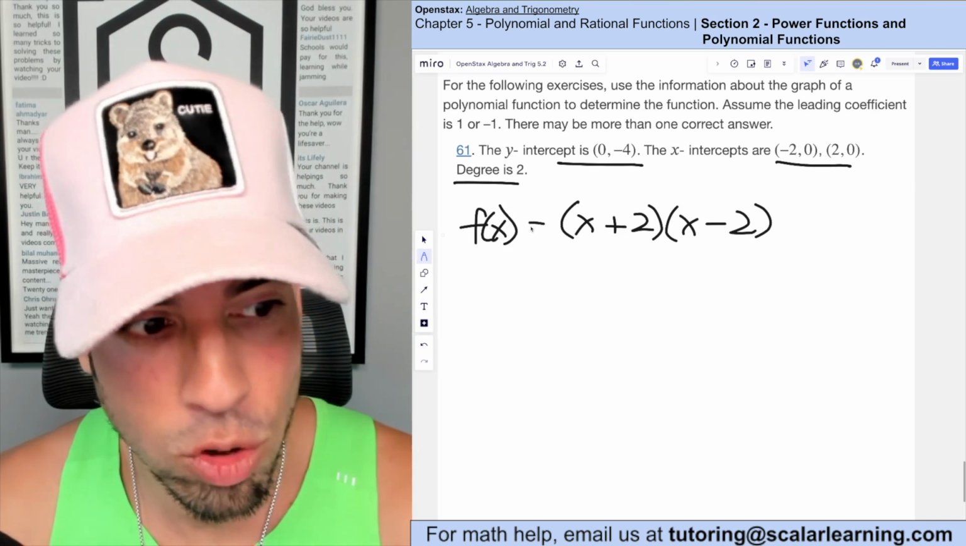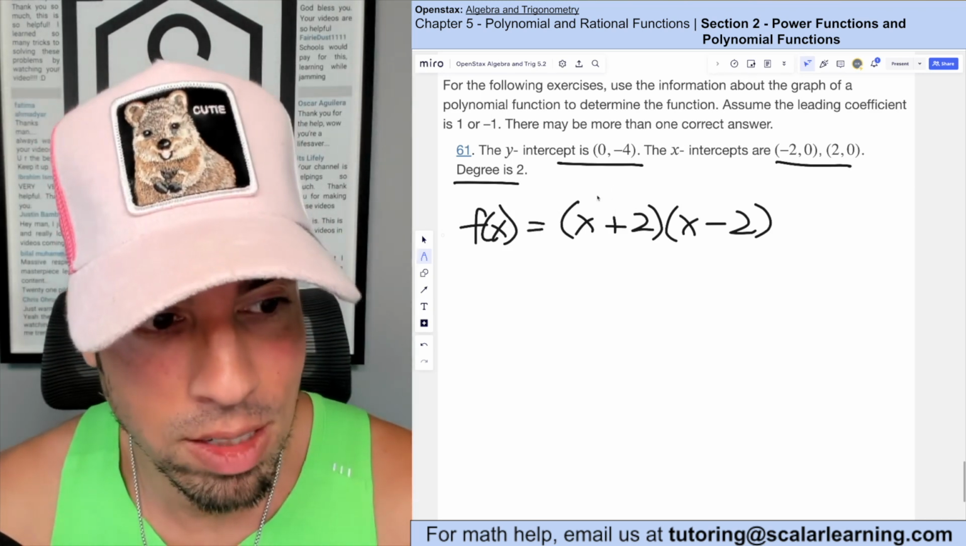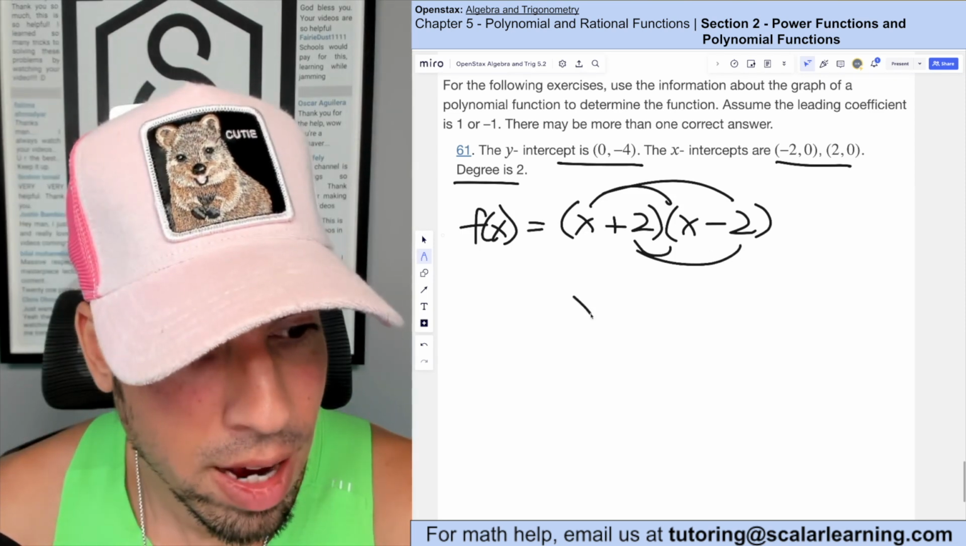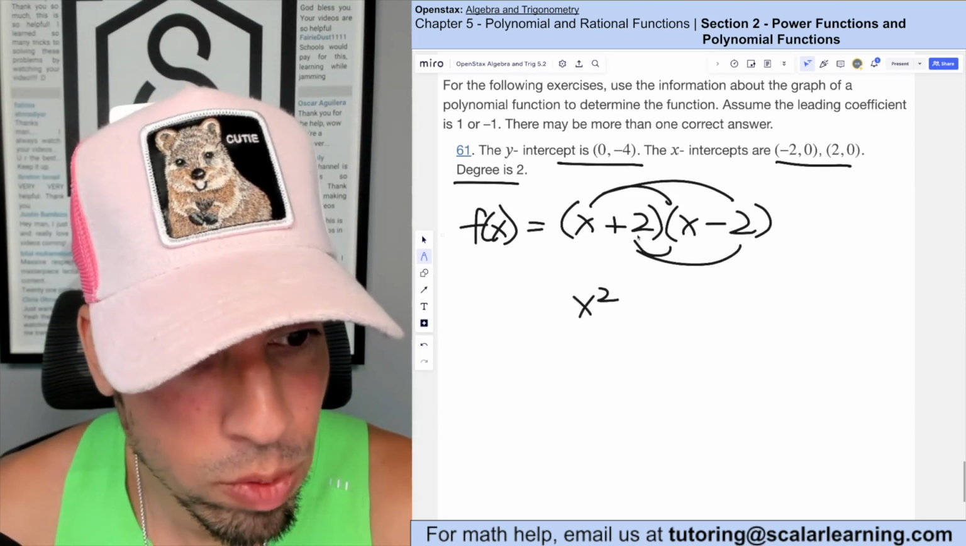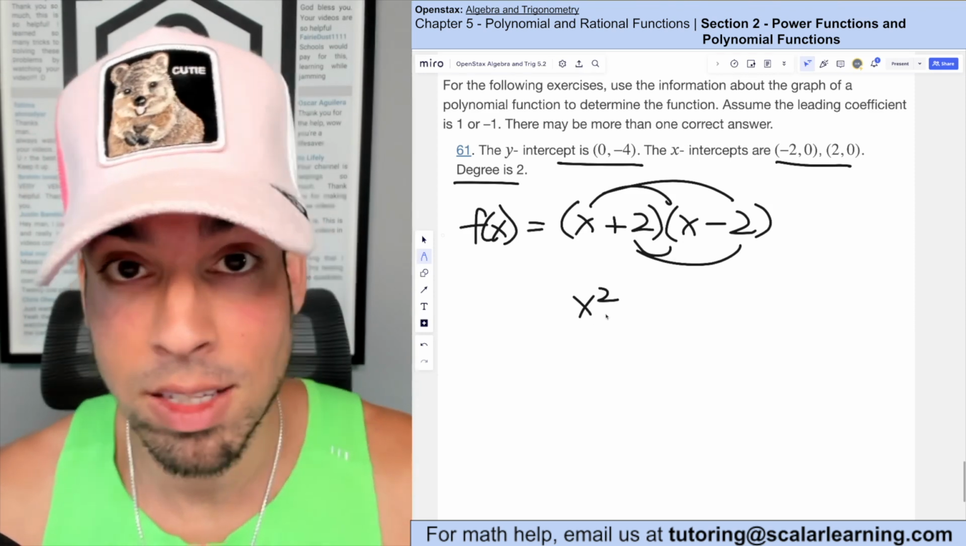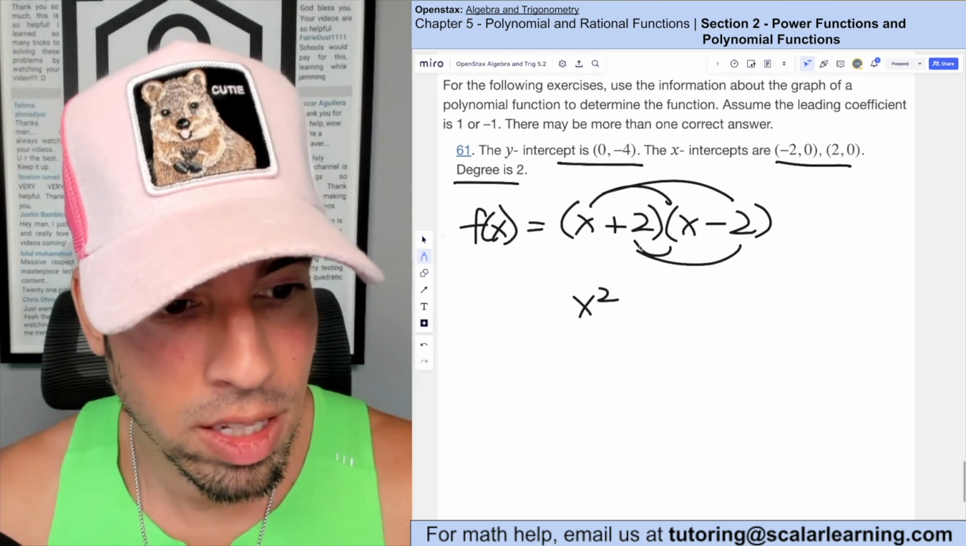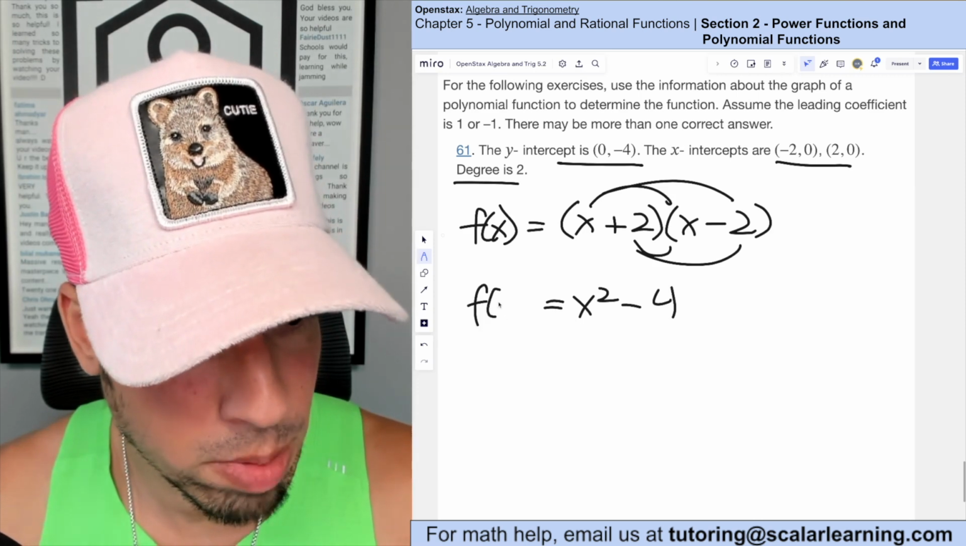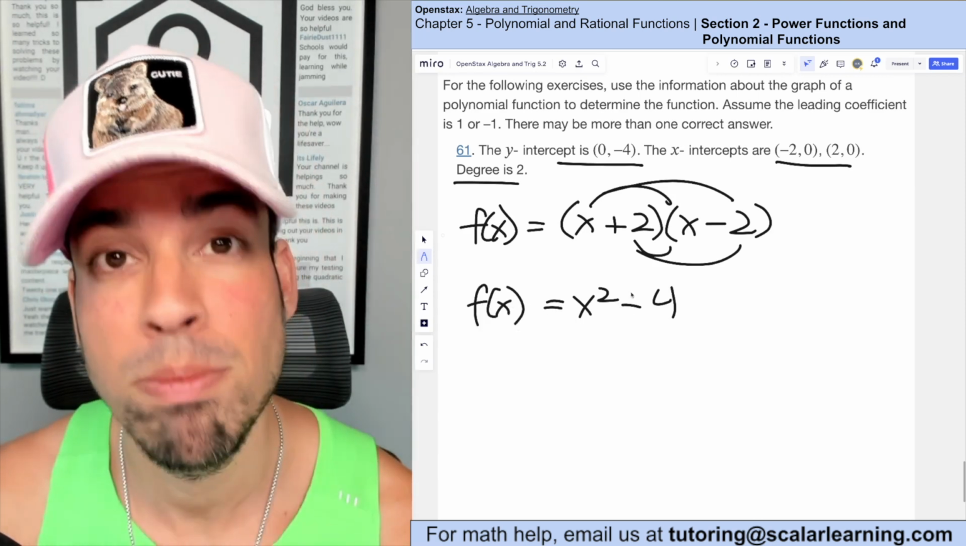The only thing to simplify it or to put it into a nice standard form is just to FOIL, boom, boom, boom, boom. So we get x squared minus 2x plus 2x. Those cancel out, right? They add together and cancel out. And then 2 times -2 is -4. So our function would be x squared minus 4, boom, done.